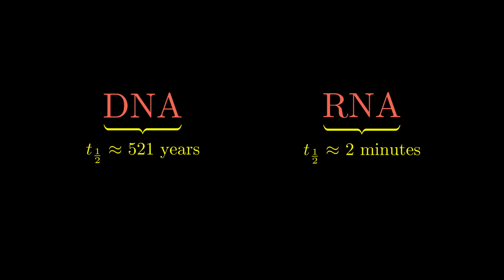DNA has a half-life of 521 years, and you can even recover it from mummified mammoths and other extinct animals. RNA, by contrast, breaks down in a matter of minutes. So knowing this, it makes sense that DNA would be the molecule that is used by cells for long-term storage of their genetic information. But then why do we need RNA, and what information is being stored in DNA?